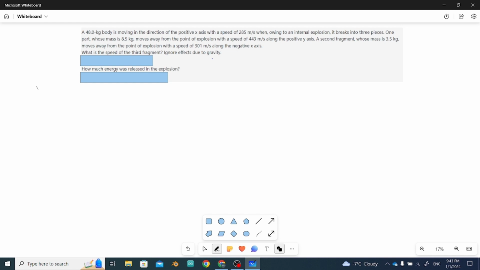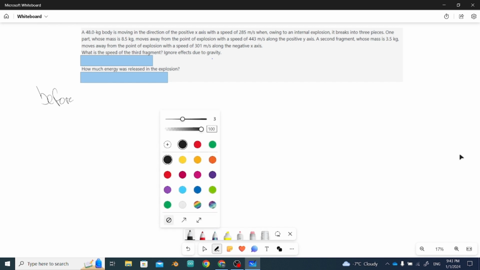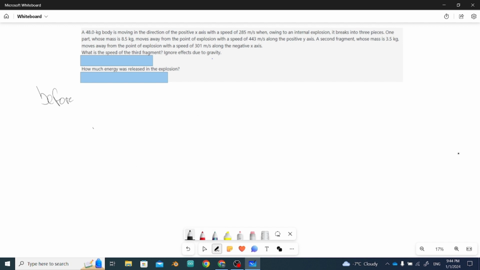So this will be before. Let me make that a bit bigger. Okay, so yeah, we have that. 48 kilos, so this one must be 48 kilos, in the direction of positive x, so this should be the direction, 285 meters per second.